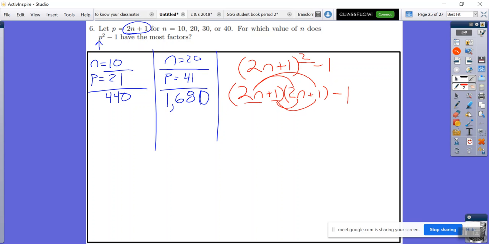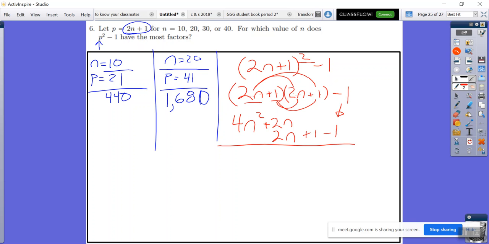What is 2n times 2n? 4n squared. We know that because 2 times 2 is 4, and n times n is n squared. Good. What is 2n times 1? 2n. Now we're on to this one right here. 1 times 2n is 2n. 1 times 1 is 1. We still have this minus 1 over here, right?